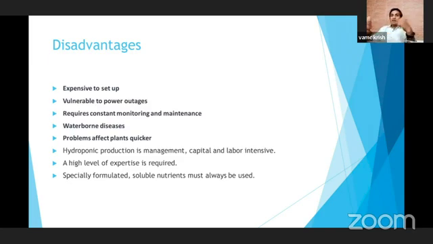Again, a high level of expertise is required, as we said before, especially for formulated soluble nutrients. We definitely use water-soluble nutrition, because we are providing food for consumers. The fertilizers we give are branded, water-soluble ones. That is also very expensive compared to others.